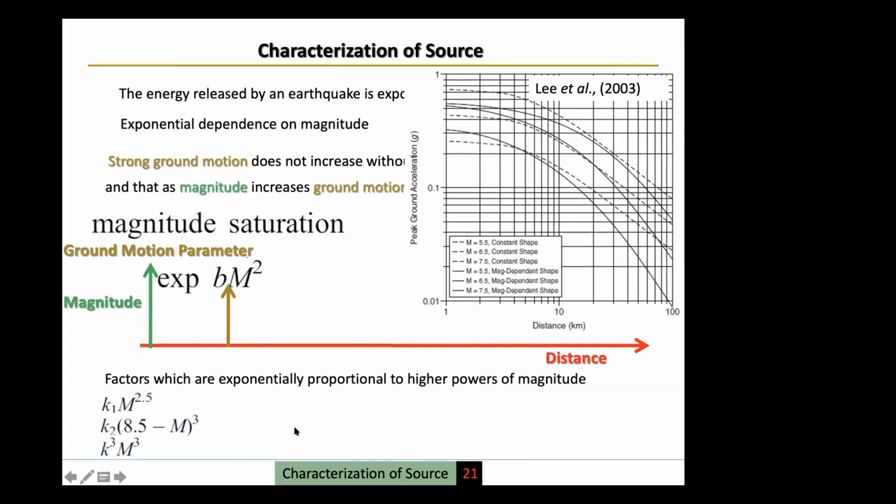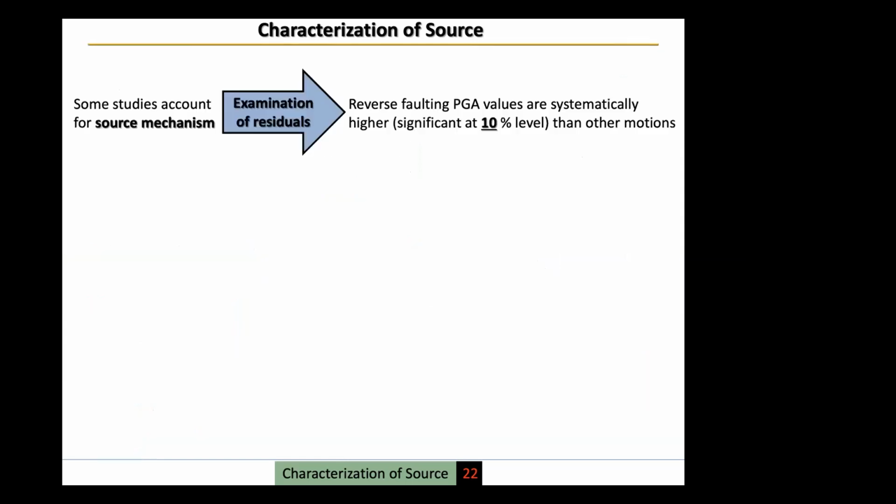Different other terms also have been used in studies. Some consider M with power of 2.5, or they consider this term, or they consider this term. But the most important point is that when you are estimating the unknown coefficients, you have to take care of whether these coefficients are statistically significant or not.